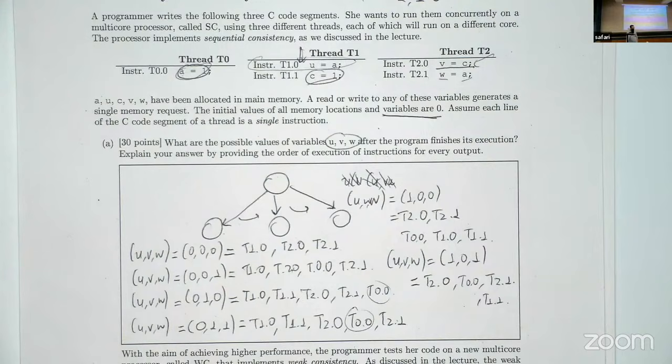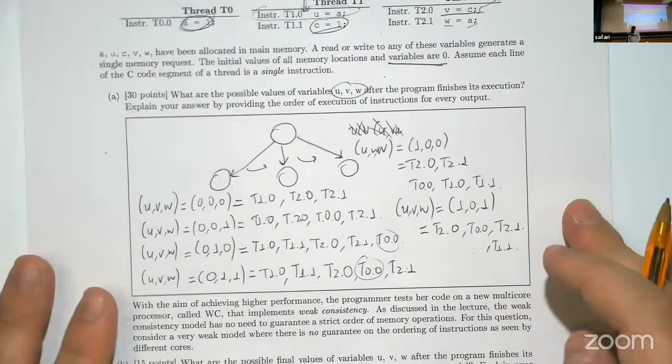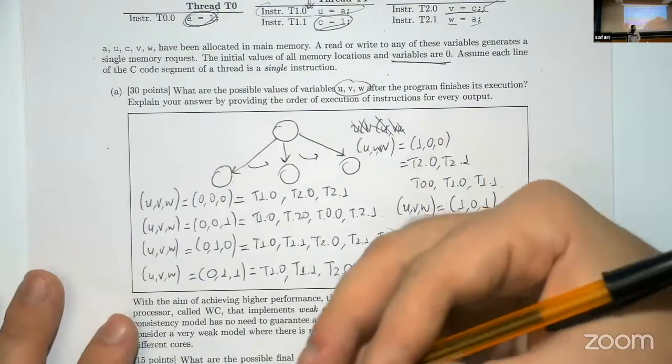Because to have V equals 1, we must execute T1 1, but before executing T1 1, we must set U to 1. So by setting U to 1, we must set W to 1, which breaks the order, basically, right? Correct. So this is not possible. This is an impossible scenario. And why is it an impossible scenario? Because the next question asks this, basically.